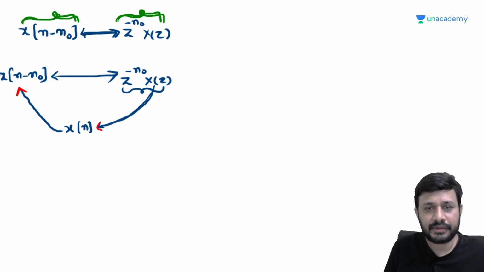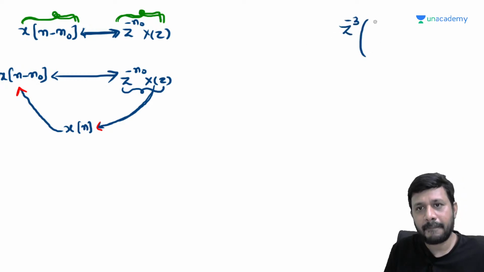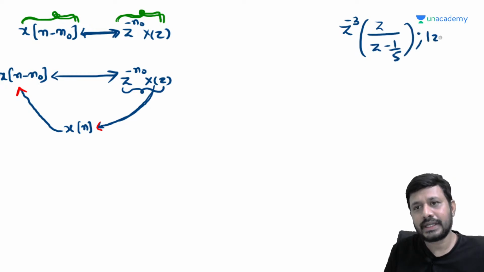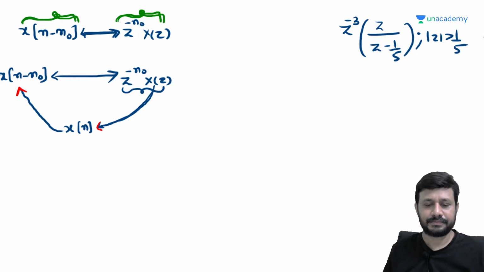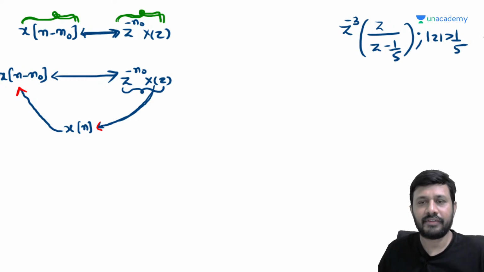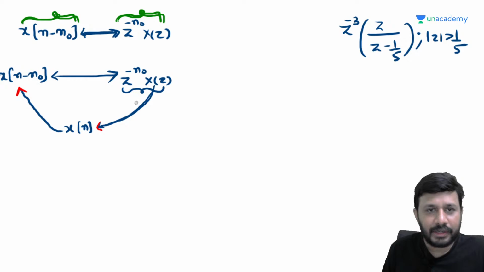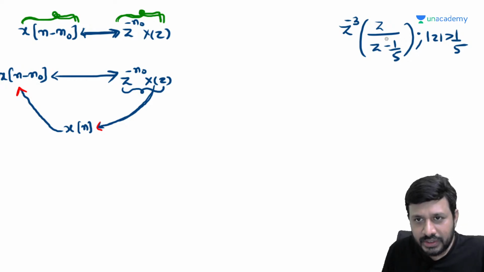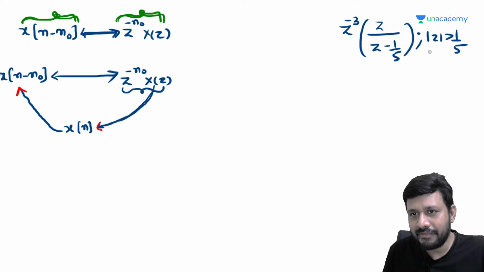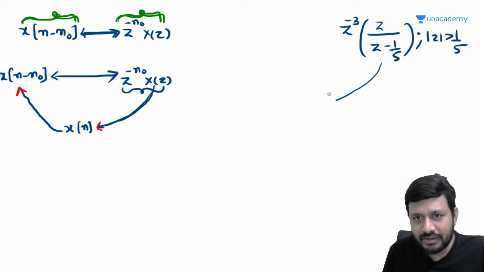Now look here. Suppose I want the inverse of z power minus 3 into z by z minus 1 by 5 for mod z greater than 1 by 5. Observe here. I want the inverse of this one. So z power minus n naught into x of z, what did I say? To this x of z, get x of n first. To this x of z, z by z minus 1 by 5 for mod z greater than 1 by 5, what is the inverse? 1 by 5 whole power n u of n.